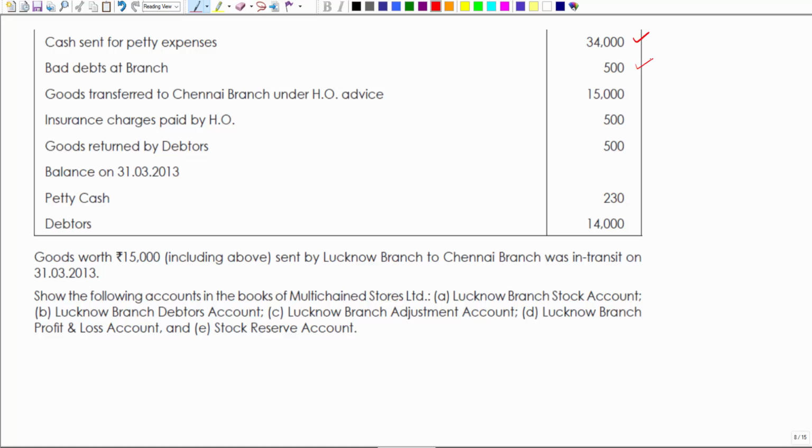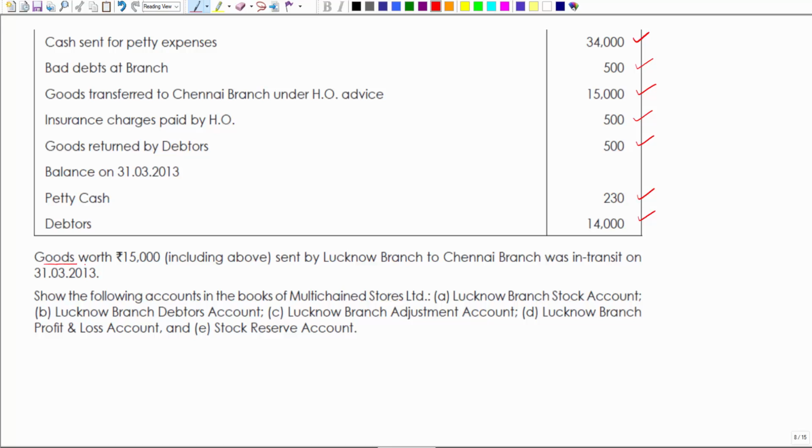Bad debts at the branch level is 500. Goods transferred to Chennai branch under HO advice is 15,000. Insurance charges paid by head office are 500. Goods returned by debtors are 500. Then we have closing balances of petty cash and debtors. We don't have closing balance of stock. It means we have to find it.